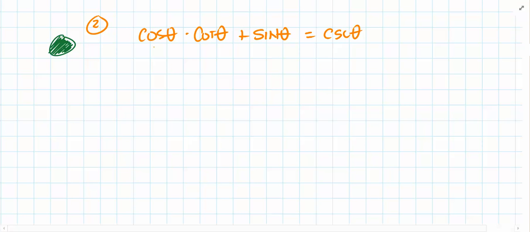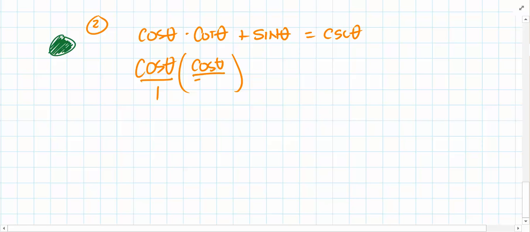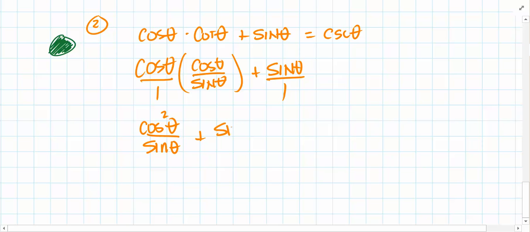All right, Bailey, what do you got? Verbally? Yeah, go ahead. So first, just to make everything look the same, you're going to put cosine theta over 1. And then times cosine theta over sine theta because that is what cotangent equals. Okay, good. And then plus sine theta over 1. Good. And then you can multiply. And so you're going to go cosine squared theta over sine theta plus sine theta over 1. And then to make the denominator the same, you're going to multiply by 1 or sine theta over sine theta.